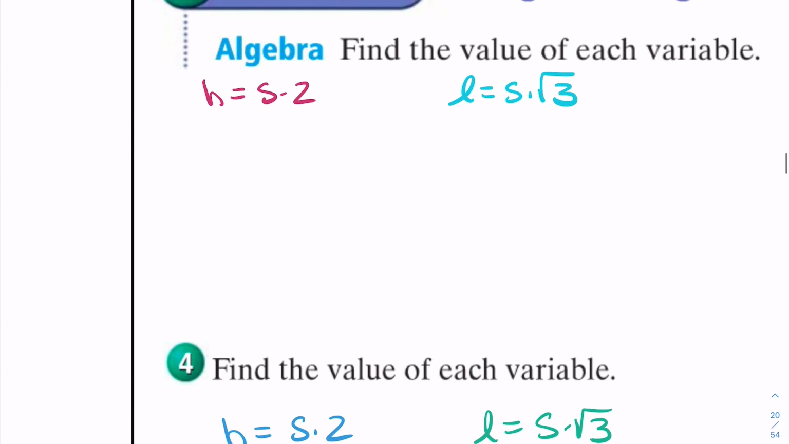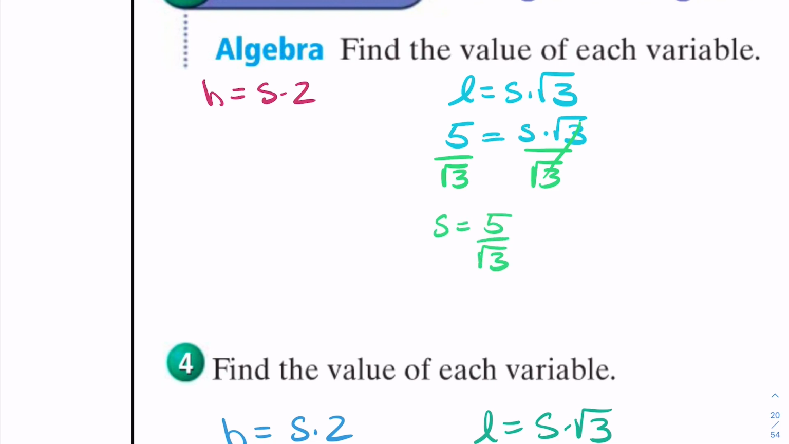So we're given 5, so we're going to do L equals 5 times the square root of 3 divided by the square root of 3. Oh, I'm sorry, I put it in the wrong spot. Don't do that. Okay, we're given 5 is the long leg. Sorry about that. So now we need to solve for S. We're going to divide both sides by the square root of 3, so we get S equals 5 over the square root of 3.